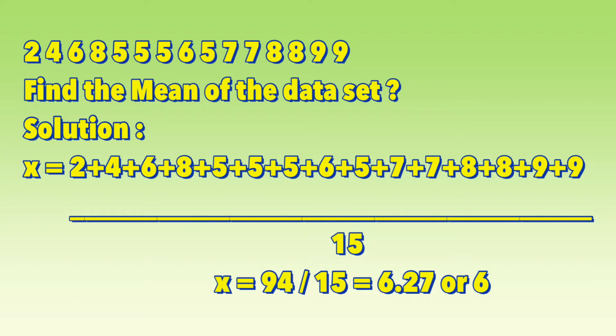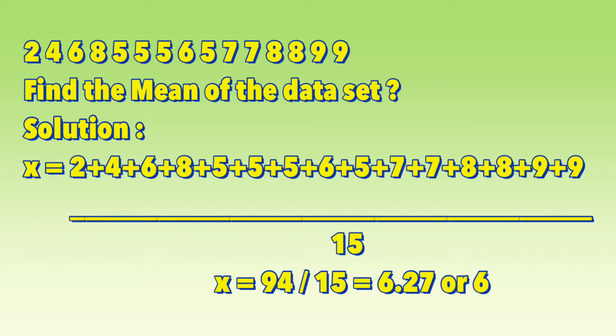To find the mean of measures of central tendency, we have to add all the given sample data. Then we have to divide it by the number of samples. So the number of samples is 15.